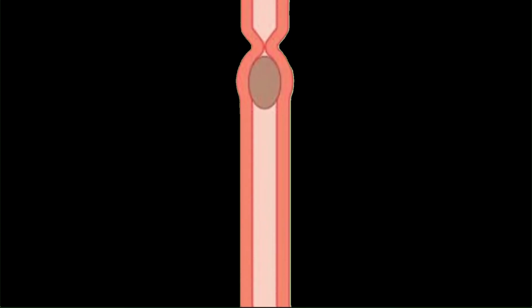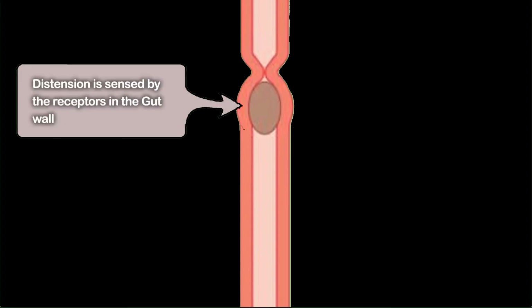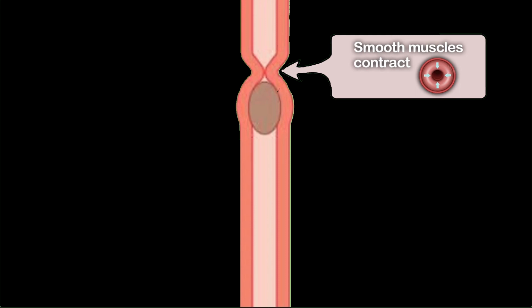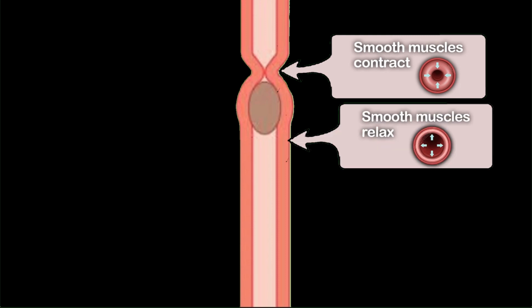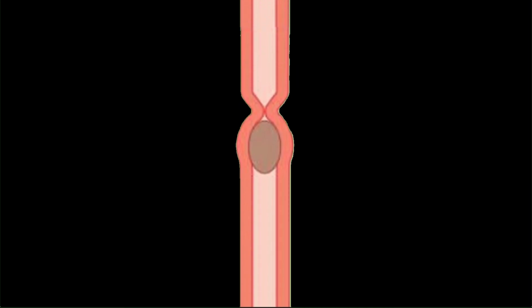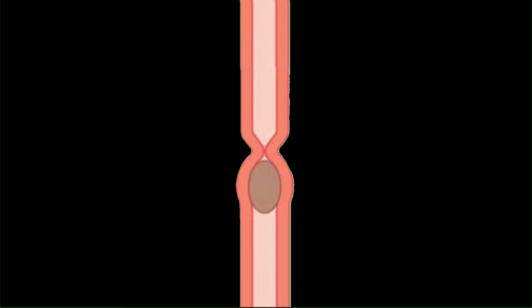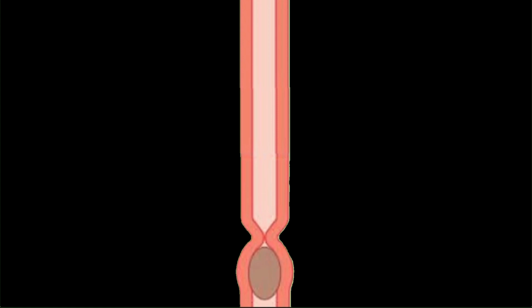When a bolus of food distends a particular segment of the GI tract, this is sensed by the receptors, which send a signal to the segment just behind it to contract and a signal to the segment just ahead of it to relax. This pushes the food forward, and this wave of contraction and relaxation continues and pushes the food all the way throughout the GI tract.